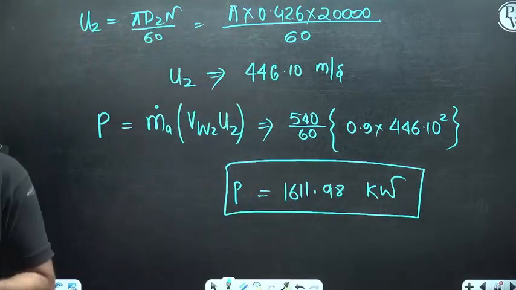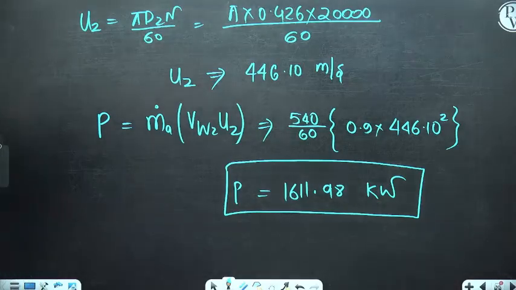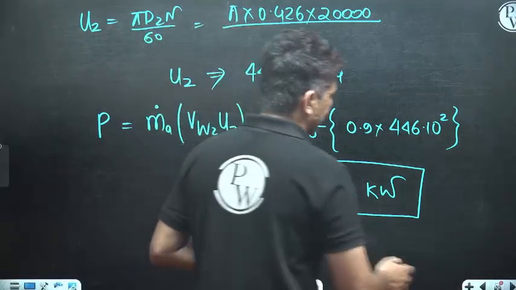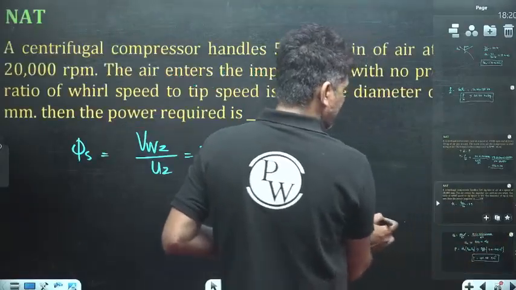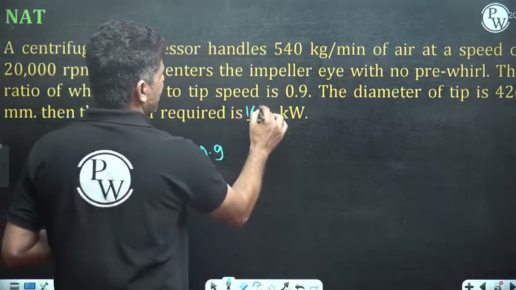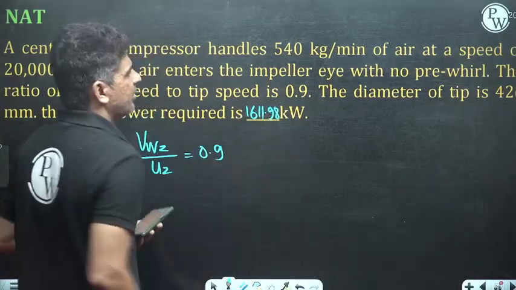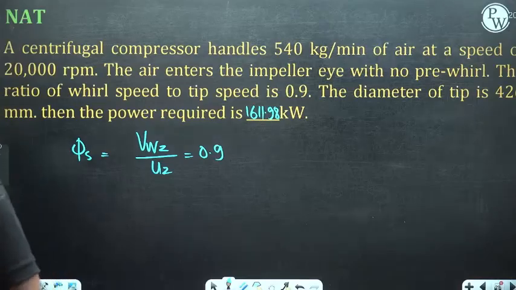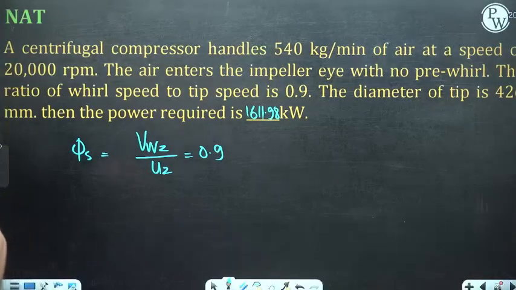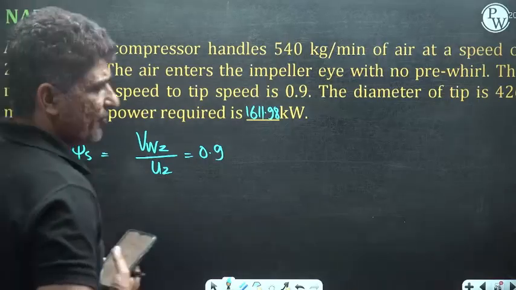Is it clear? Okay, so 1611.98. It is asking to round off to the nearest integer. Okay, so in kilowatt, you can write 1611.98 kilowatt. Nearest integer will be 1612. Is it clear to everyone?